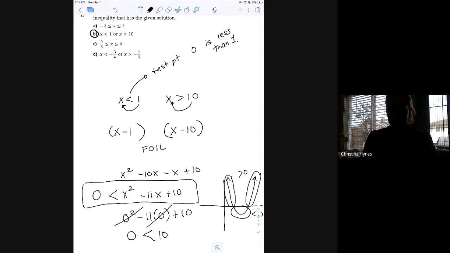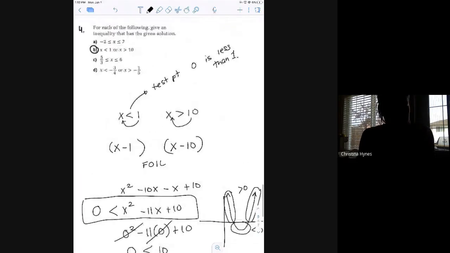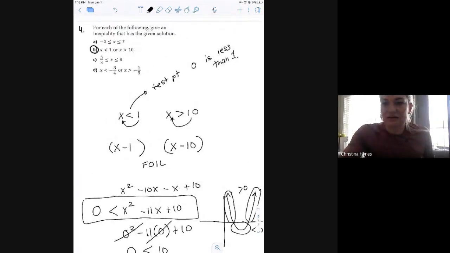That is it for question 4. Do you guys want to see another example of that, or are you good? You can visually see that, or you can use a test point to see which one makes sense. Emma's good. Any questions? Do you want me to do either D or C or A? Jonathan's good.